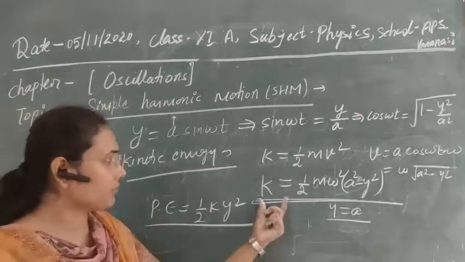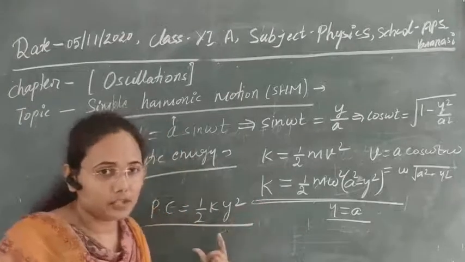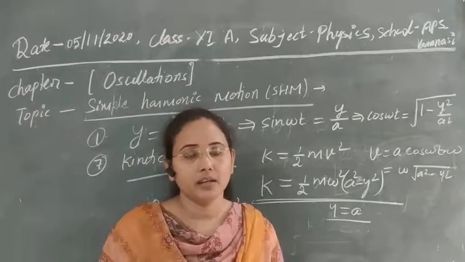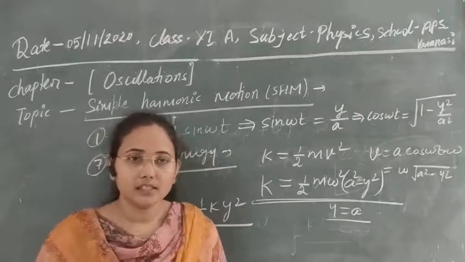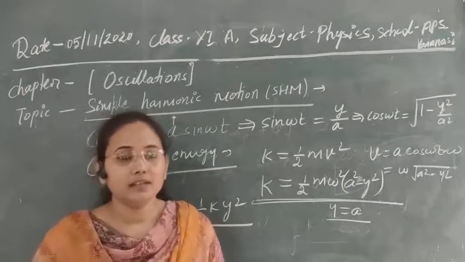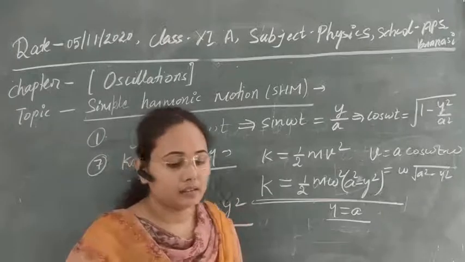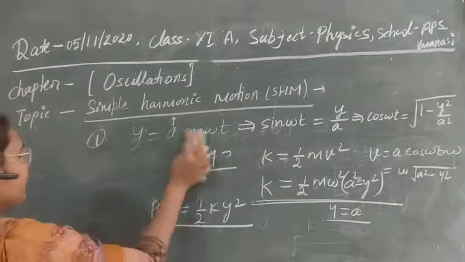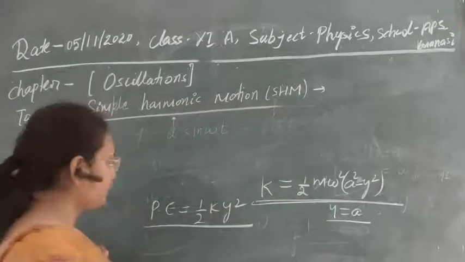So if we sum these two energies, kinetic energy and potential energy, we see that the sum is always a constant. Where the kinetic energy is 0, the potential energy is maximum, and where the potential energy is 0, the kinetic energy is maximum. Between the mean position and the extreme points, both kinetic energy and potential energy are present in the system, and they vary according to their values. So we can add them and easily obtain the total energy of the system.